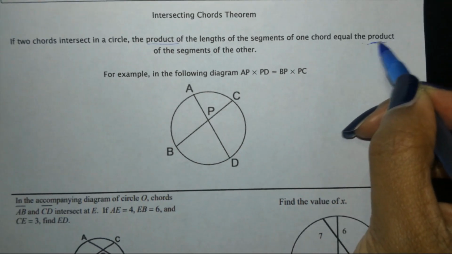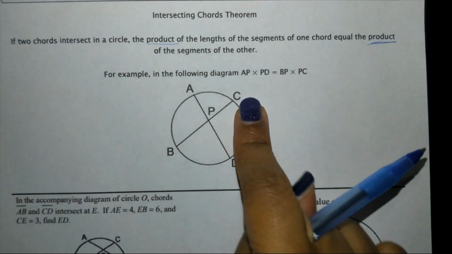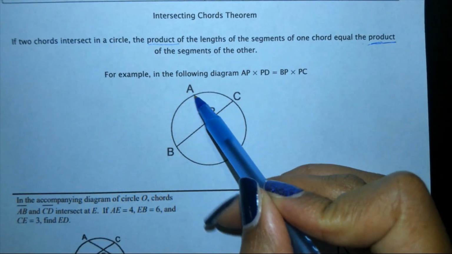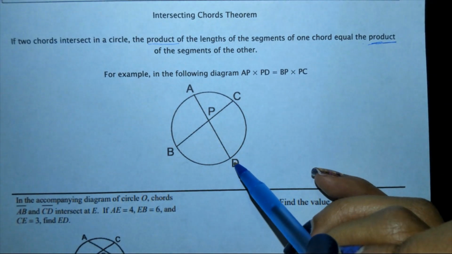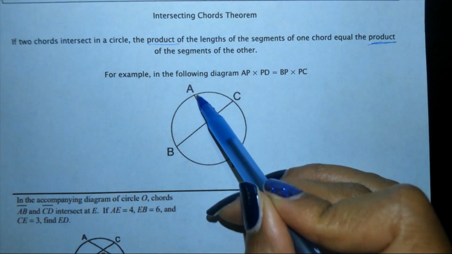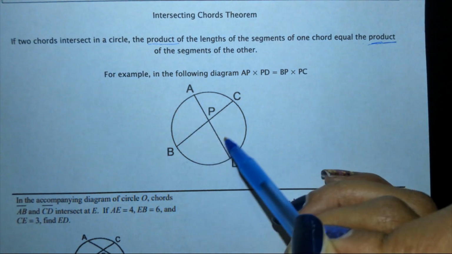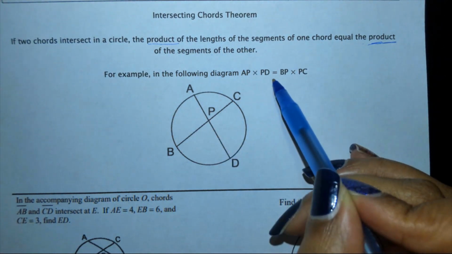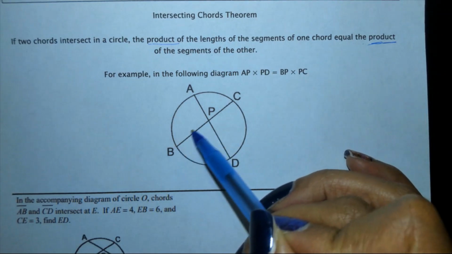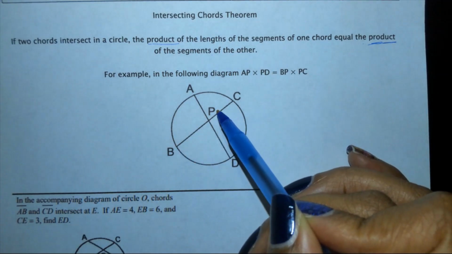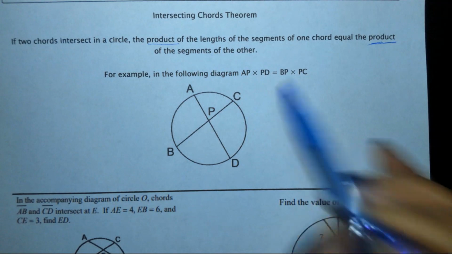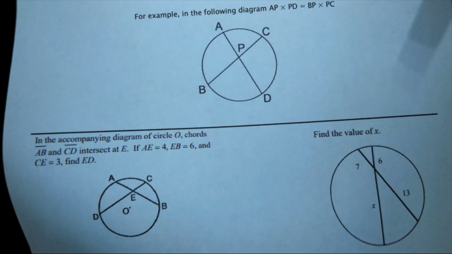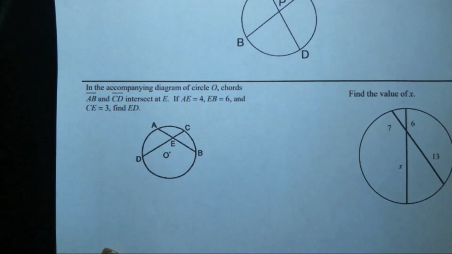So what we did right here was provide what we are talking about. What we're saying is this first chord AD, we're going to take this first piece AP and multiply it by PD. And then we're going to set it equal to BP being multiplied by PC. Okay? So we're going to go ahead and do an example down here, but before we even do that, we need to make sure that we label.